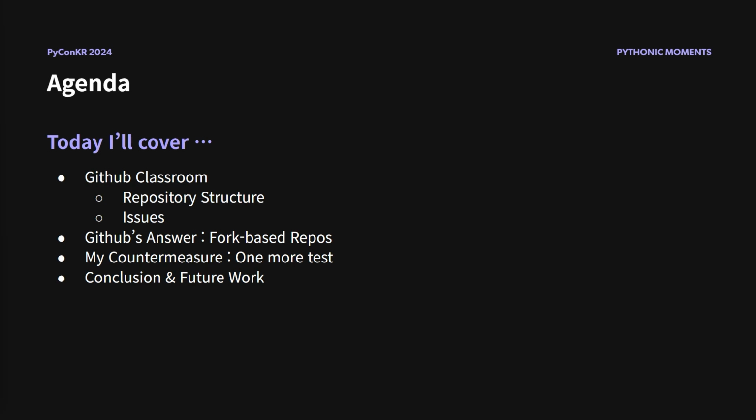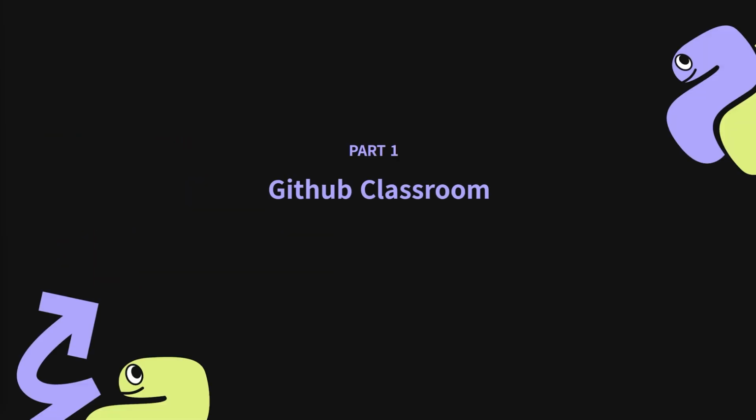So the agenda is like this. Let me first talk about GitHub Classroom, how it works, and the issues I have encountered. And to resolve those, GitHub also made some answer to those issues, which was the fork-based repositories. And also, I myself have prepared a countermeasure, which is one more layer of the test. And then let me talk about the conclusions and the future. So let me first start with GitHub Classroom.